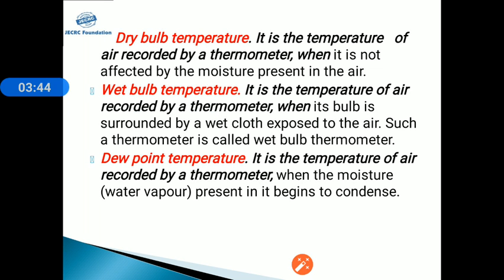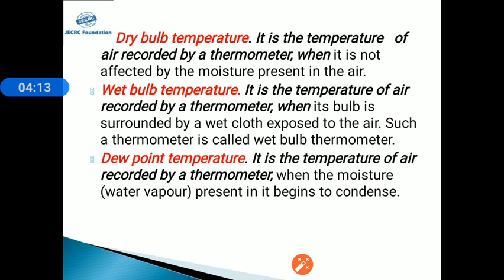Now, dry bulb temperature. It is the temperature of air recorded by a thermometer when it is not affected by the moisture present in the air, and it is denoted by DBT. Wet bulb temperature. It is the temperature of air recorded by a thermometer when its bulb is surrounded by a wet cloth exposed to the air. Such a thermometer is called a wet bulb thermometer and it is denoted by WBT.